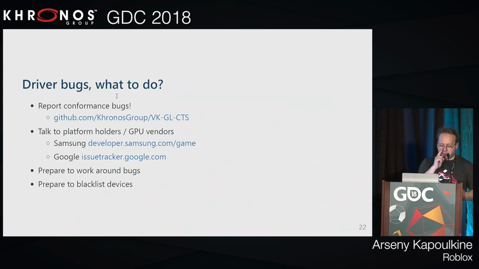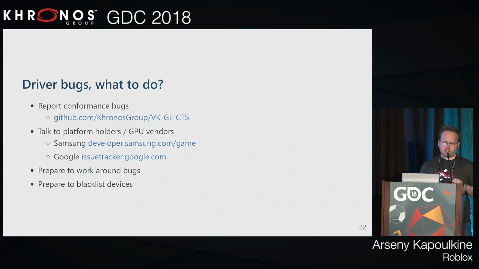Speaking of driver bugs, what do you do when you hit a driver bug? Well, first you find out what it is, you try to work around it? Well, no. The first thing you should do is report it. Where do you report it? You have several reasonable options. You can talk to the platform holder. We worked with Samsung a lot on this stuff. If you go to the link, they have a game program where they help game developers deal with this.